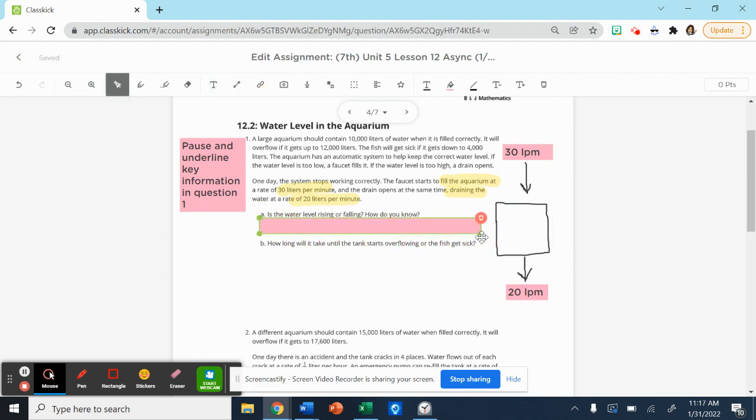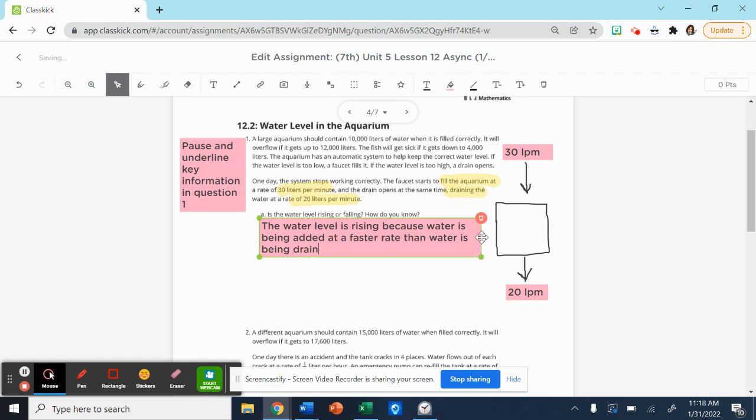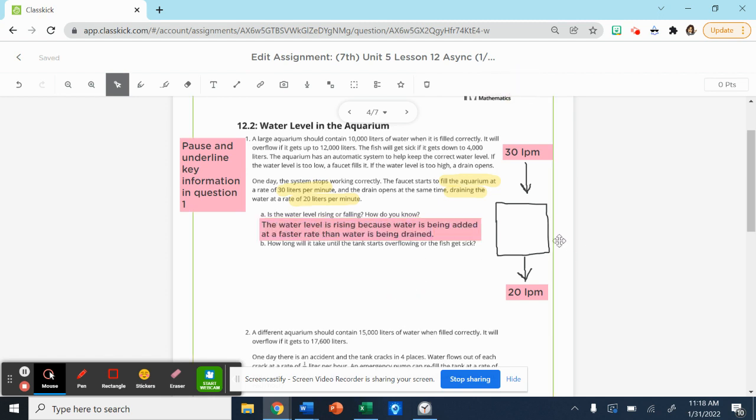In part A, you should have stated that the water level is rising because water is being added at a faster rate than water is being drained. In every minute, 30 liters of water are added and 20 liters are drained, which means in total, we are adding 10 liters per minute, because that's the difference between the amount of water being added and the amount being drained. And so in question 2, we need to figure out how long it will take until the tank starts overflowing.